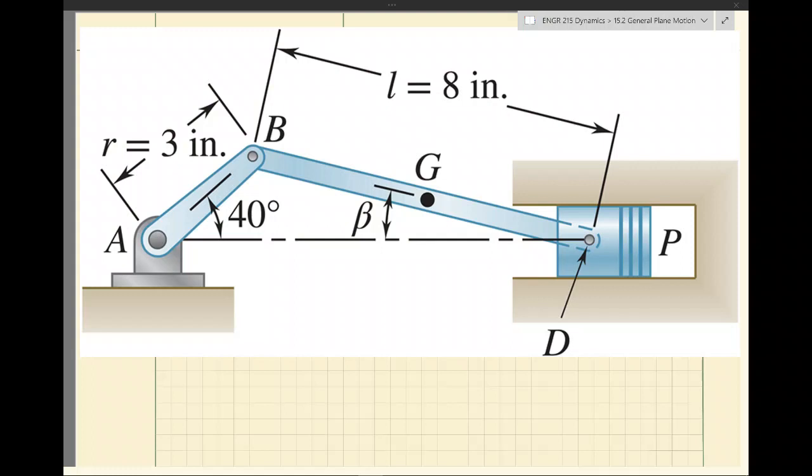So the rotation is, again, going in the clockwise direction, and that is going to push the piston, which rotates the bar BD in the opposite direction, right? And so we are going to use our relative motion strategy and see if we can solve this.